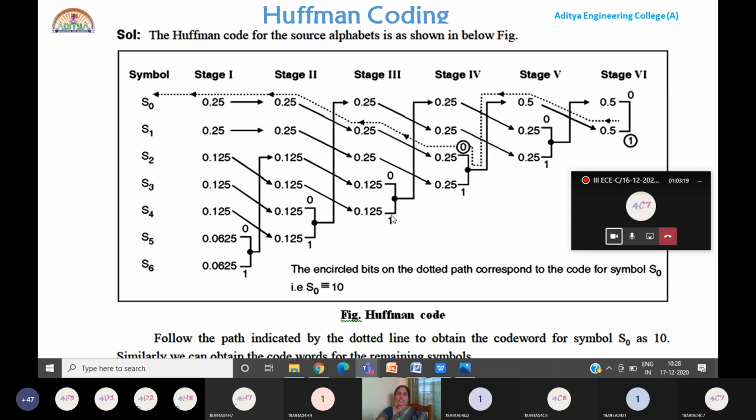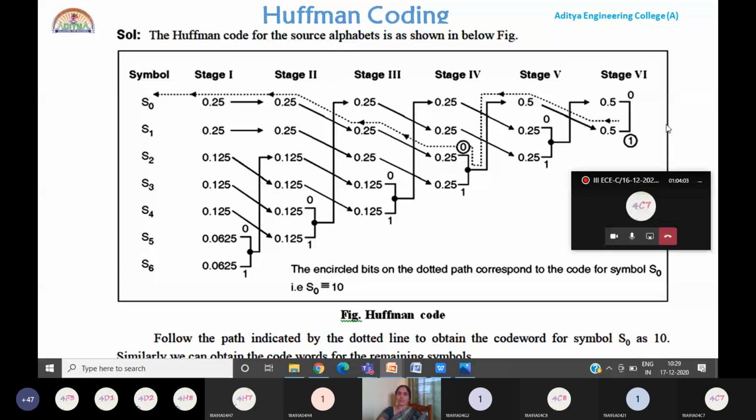Like that, during combining, you will assign and change the position of the combined probability. For the other probabilities, please mention the directions with an arrow. Like that, this combining process, assigning process, and relocating in the order of decreasing probabilities continue. If the combined value is similar to already existing probabilities, take it to the top position. This process will continue till the reduction consists of only two symbols or two probabilities.